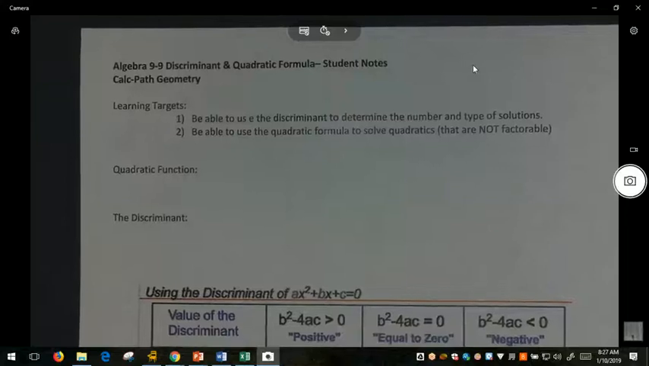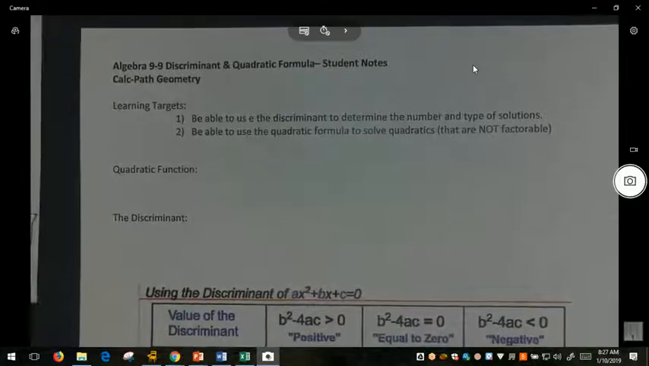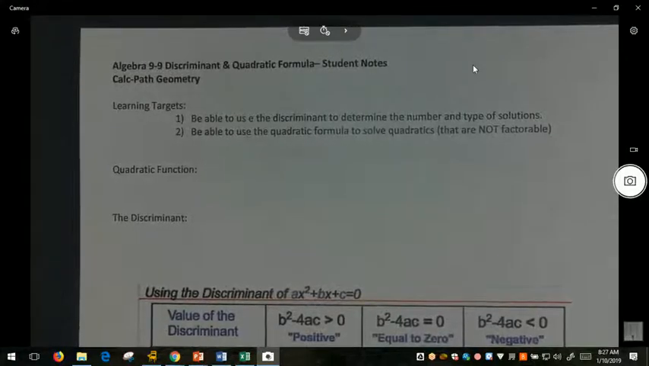Path Geometry. From our Holt textbook, this is Algebra Lesson 9-9. Using the discriminant to determine the type of solutions and using the quadratic formula to solve quadratic equations.